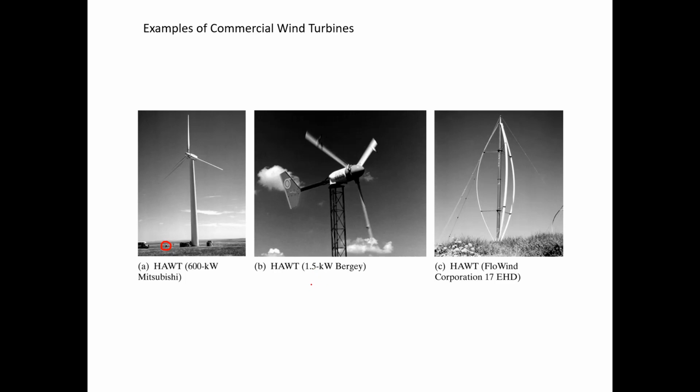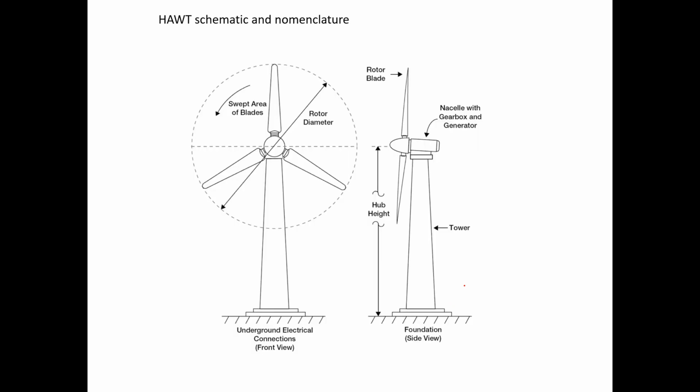Here's another example of a horizontal axis turbine. One is a 1.5 kilowatt Bergey. These are smaller scale ones. You can find things of this sort that might be used for houses and residential homes, or supplemental power for residential homes. Here is another one, which is basically meant for even lower power application.